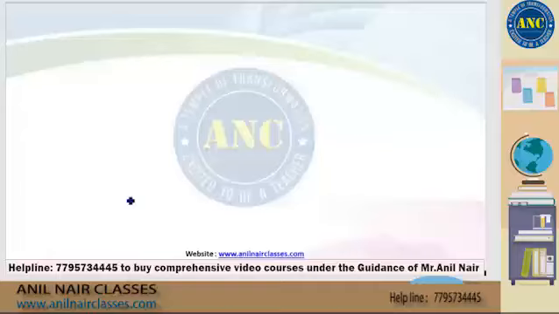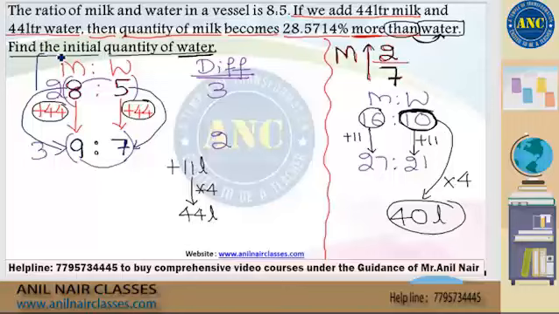Before solving the next question, you might get a doubt. What is the doubt that you might get? Sir, we have taken some questions earlier where, for example, I am adding 44 liters of milk, and the same numerical value 44 is also added for water. I am adding some liters of milk, and the same liters of water I am adding here. What if they are different numbers? Is there any methodology? You might get a doubt of such kind.